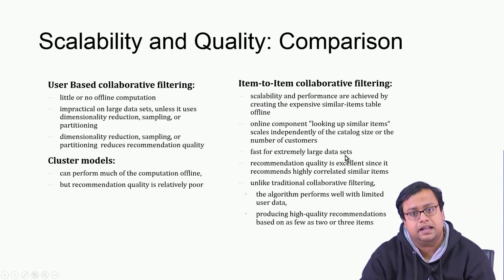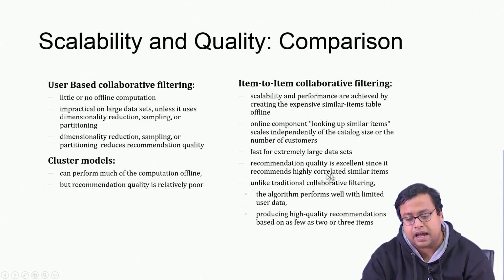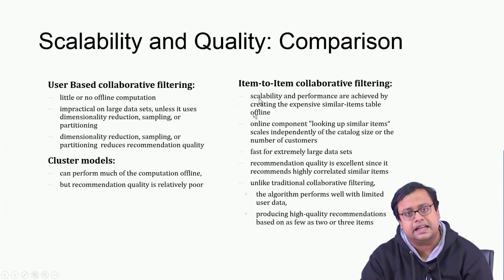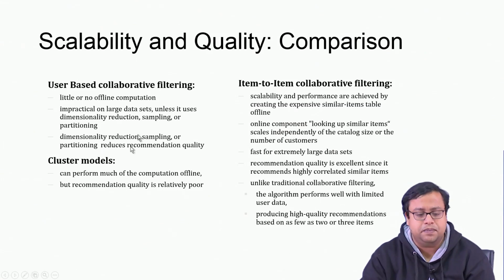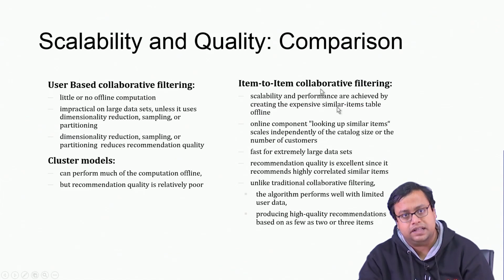For extremely large data sets, it works. Recommendation quality is excellent since it recommends highly correlated similar items. So, basically it is saying that item to item collaborative filtering works better than these two. We will solve all these three, but we will try to focus on this one more.